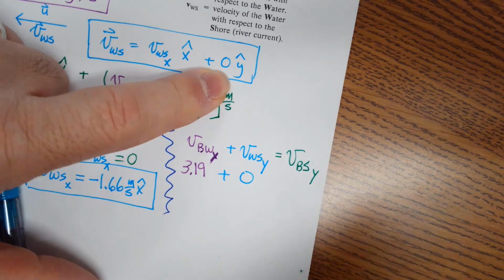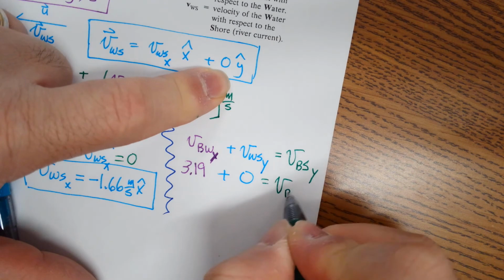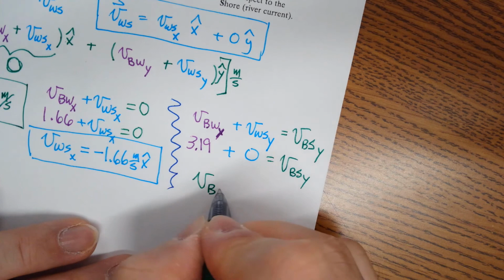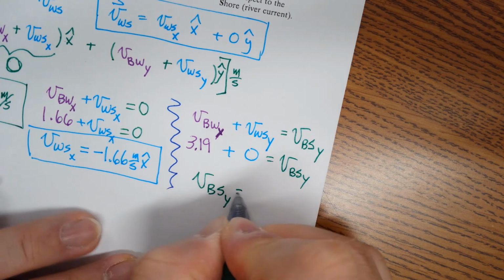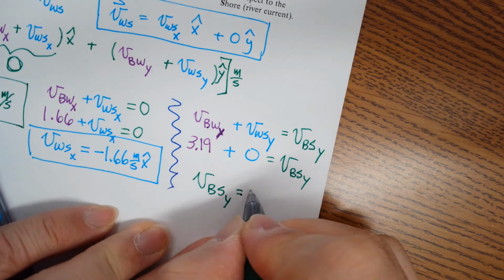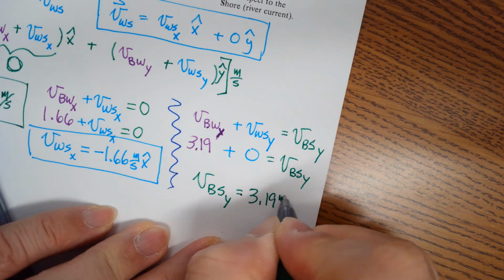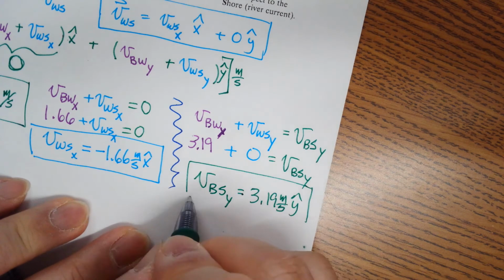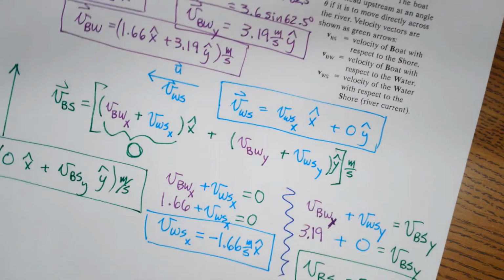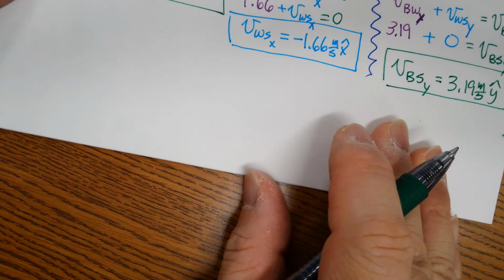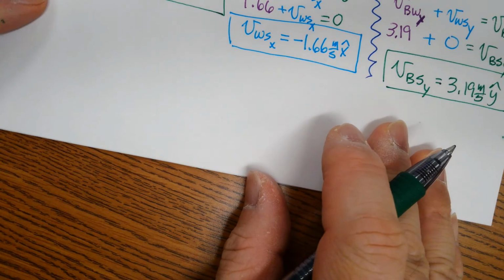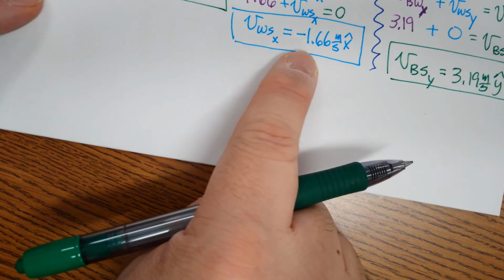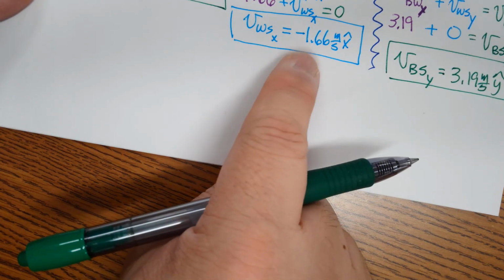So we now know what the VBSY is. Our VBSY is equal to 3.19 meters per second y hat. So what is the speed of the current? There it is. The speed of the current is that.